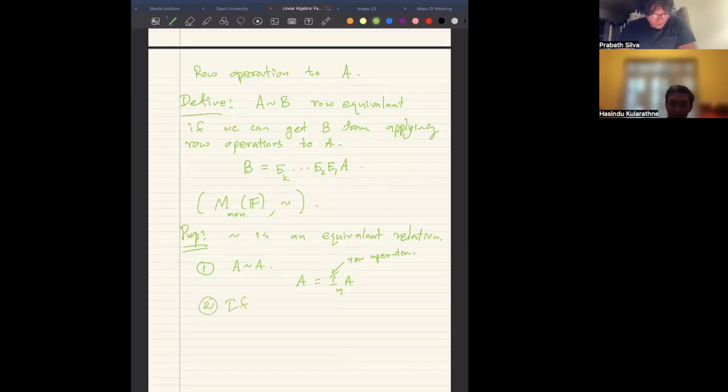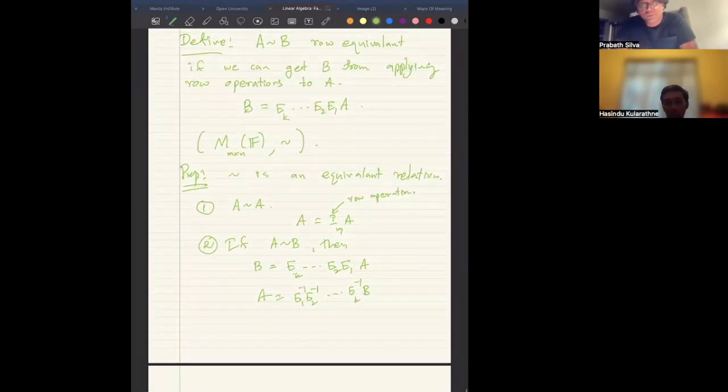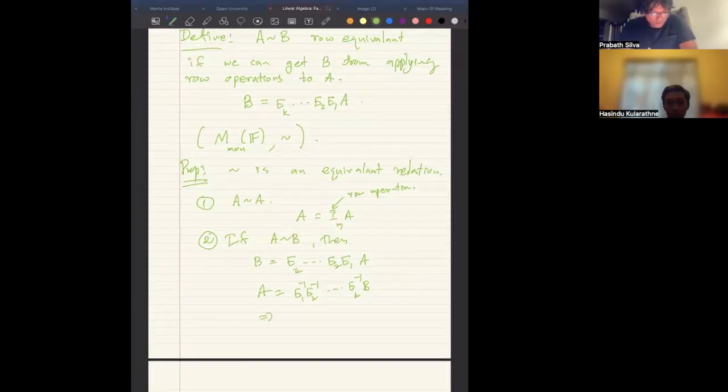Now, if we can go from A to B, then you can write B in this way, Ek dot dot dot E2, E1 of A. If you can go from A to B, then you should be able to go from B to A, right? Here, you can write A as B multiplied by Ek inverse dot dot dot E2 inverse and E1 inverse. And all these inverses of elementary matrices are also elementary matrices. So this will tell you that B is related to A. Okay, so this relation, row equivalence, is symmetric.